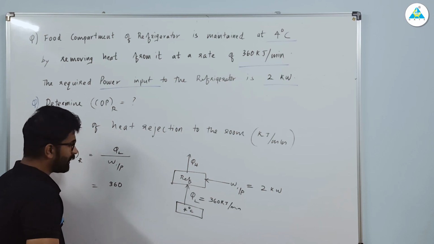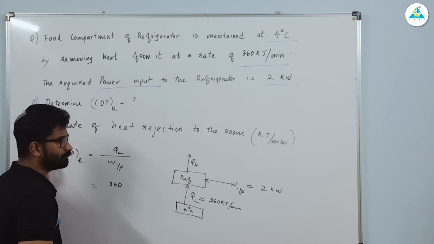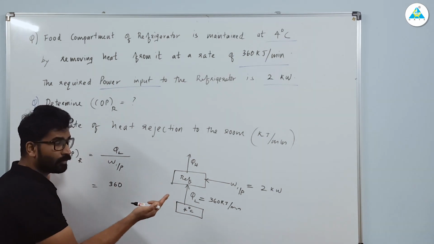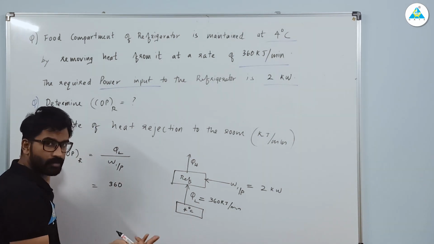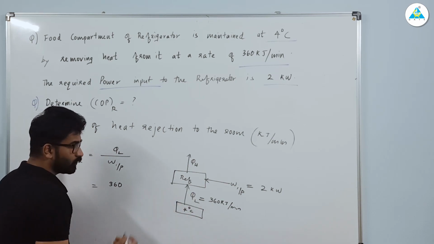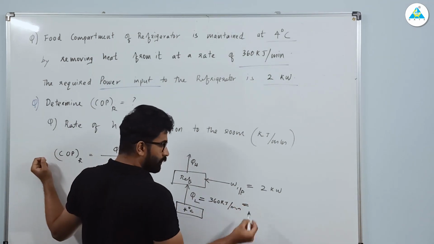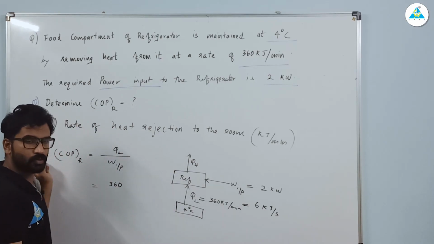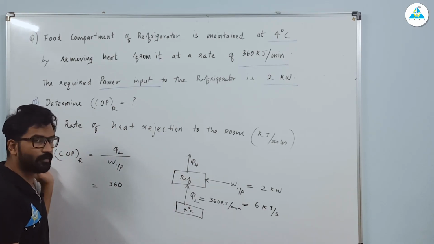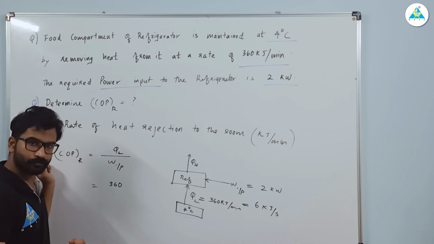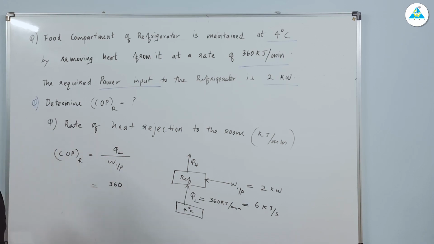So kilojoule per minute is what? How can you convert it into watt? Kilowatt. 2 kilowatt is equal to what? Kilojoule per second. Right? So this is the meaning. So convert minute into this. 360 kilojoule per minute is nothing but 6 kilojoule per second. Is it okay? In 1 minute, if you are able to take 360 kilojoule, in 1 second you will be taking what? 6 kilojoules. Divided by 60, right?